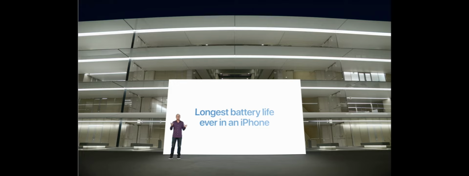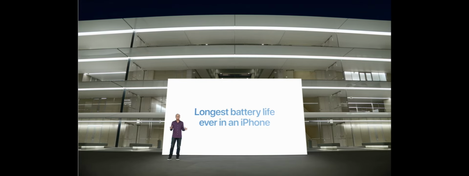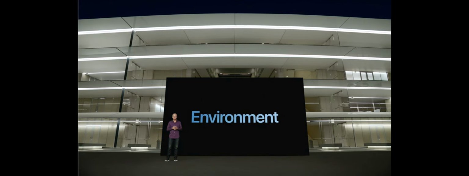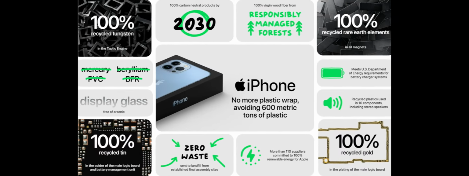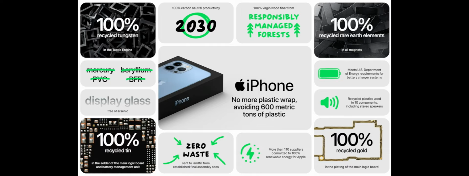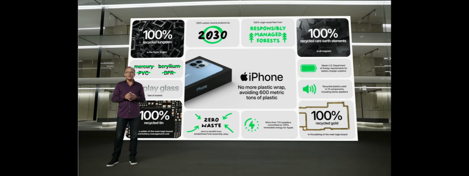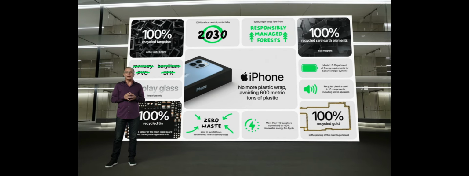The entire iPhone 13 lineup has been carefully designed to minimize its impact on the environment. We redesigned the packaging to eliminate the outer plastic wrap, saving 600 metric tons of plastic. This brings us closer to our goal of completely removing plastic from all of our packaging. iPhone uses 100% recycled rare earth elements and magnets and 100% recycled tin in the solder of the main logic board.